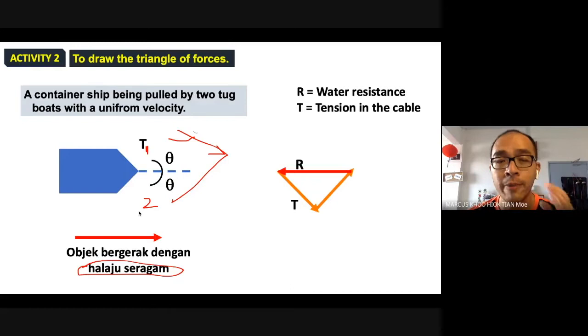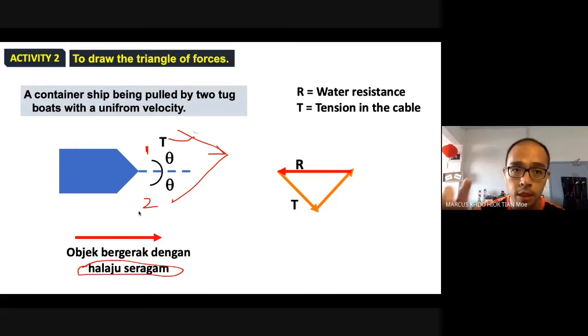Remember, whenever there is a resultant force, there is always going to be acceleration. But when there is no resultant force, there is no acceleration. Tetapi tak semestinya objek itu berhenti. It can be moving with a uniform velocity. So be very clear on that. Jangan confuse between uniform velocity and acceleration.